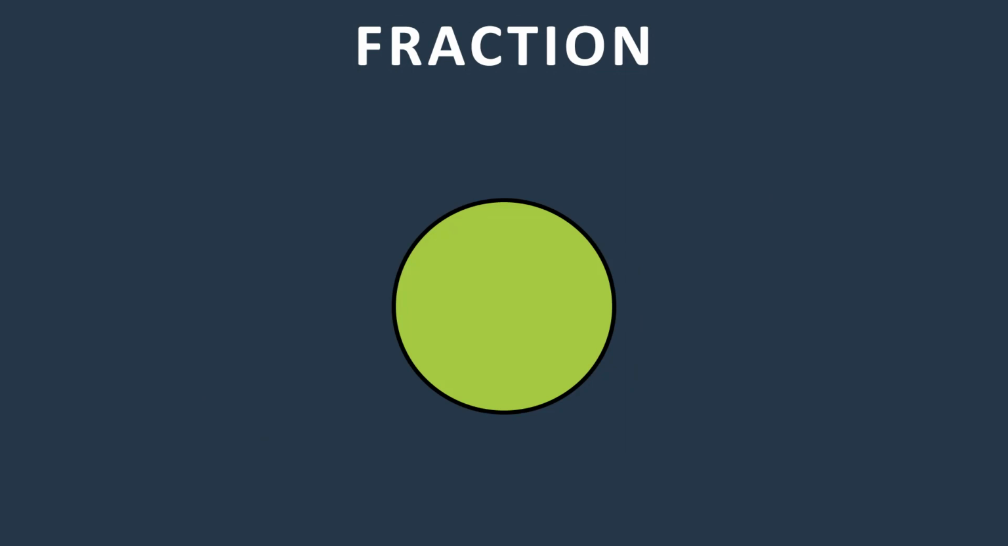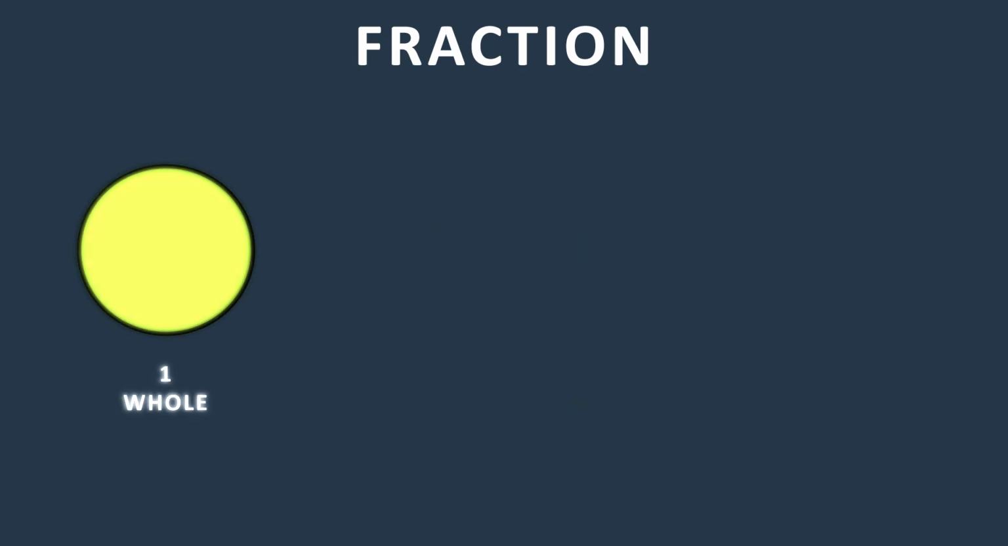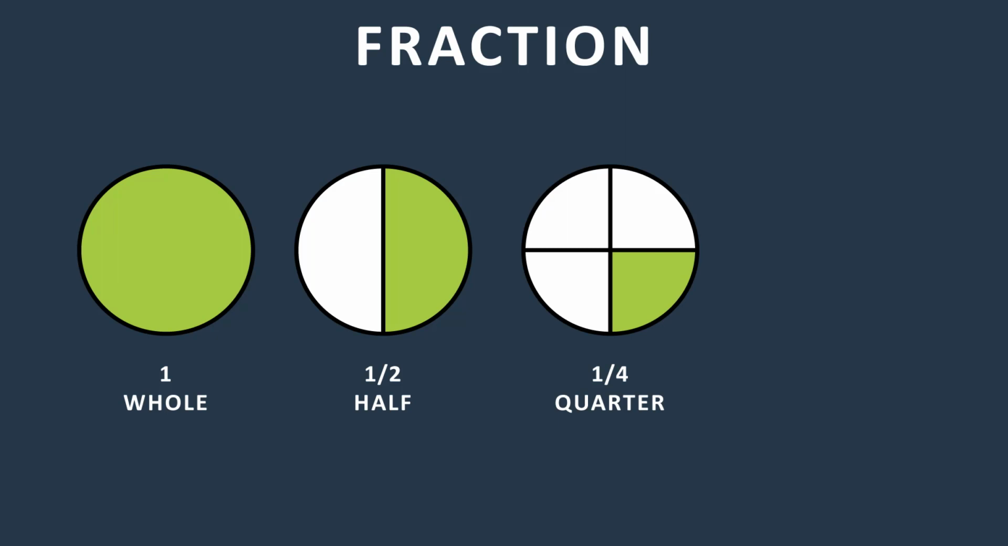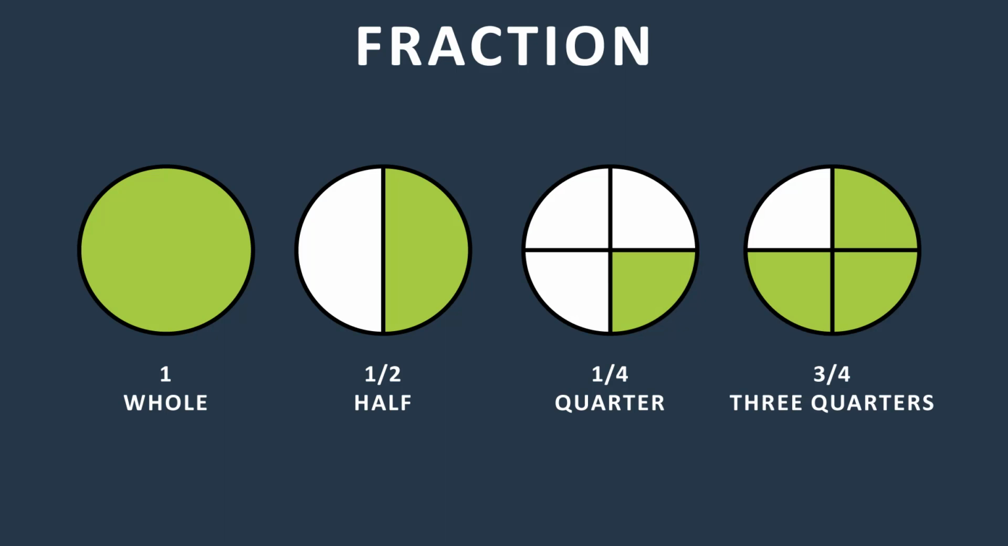Let's look at this. This is one whole. When we cut it into two, it becomes 2 halves. When we cut it across, it becomes 4 quarters. When we remove one of the quarter, remaining is called 3 quarters.